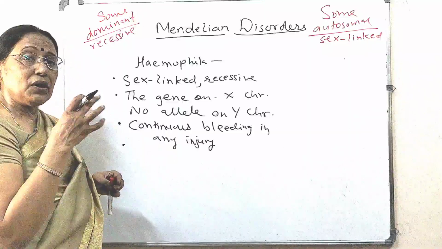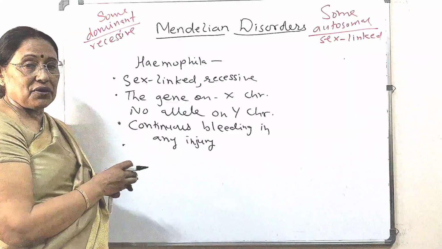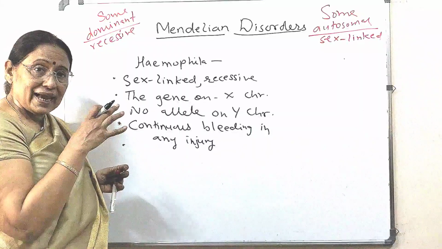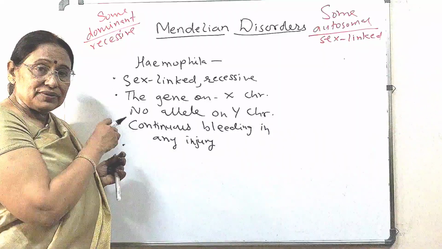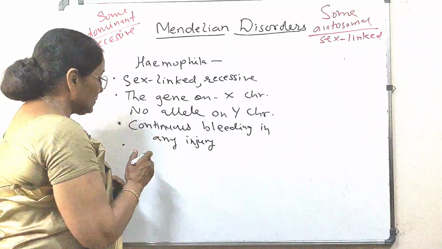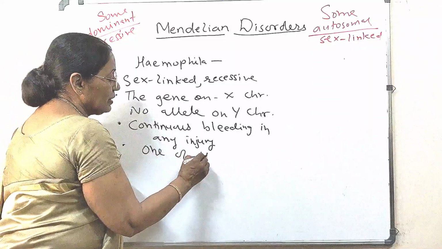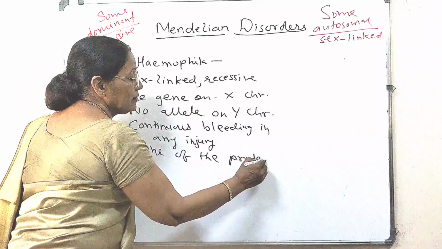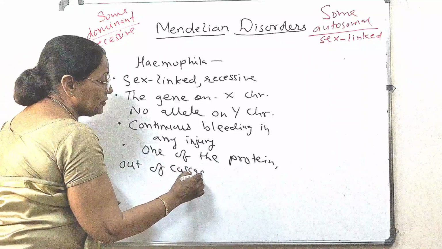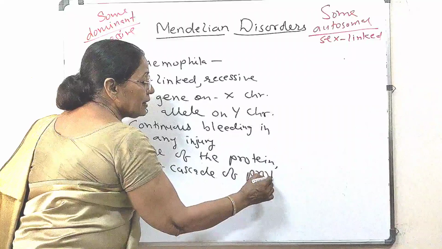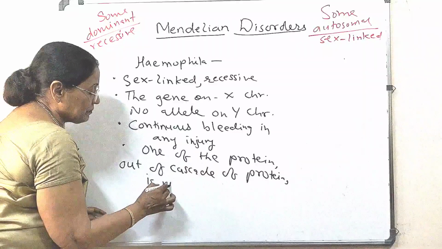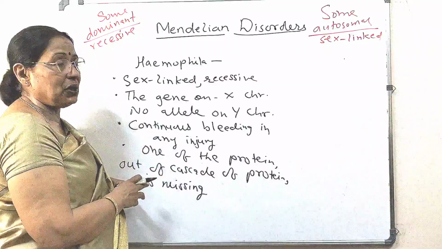Why does it happen? For clotting of the blood, many factors are required. Out of the cascade of proteins which are required for the clotting of blood, one of the proteins is missing. That's why the blood does not clot.